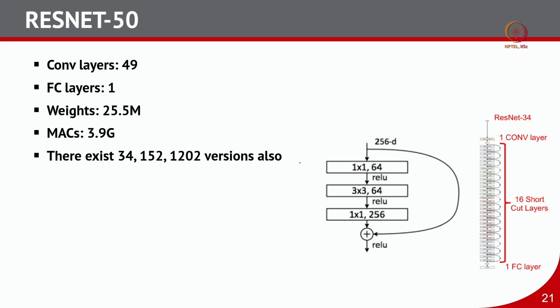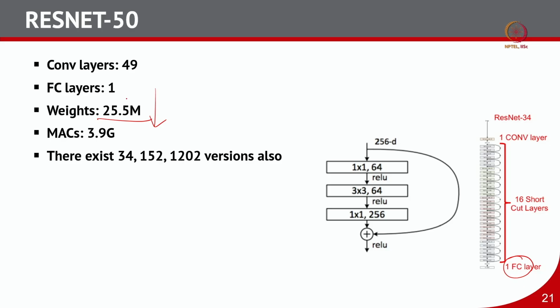Now, finally, let me quickly discuss the overall parameters of ResNet 50. There are a total of 49 convolutional layers. Remember, the last layer is a fully connected layer. There are a total of 25.5 million weights. Now, this number of weights is lesser than VGG. The total number of multiply and accumulate operations for ResNet 50 is 3.9 billion.